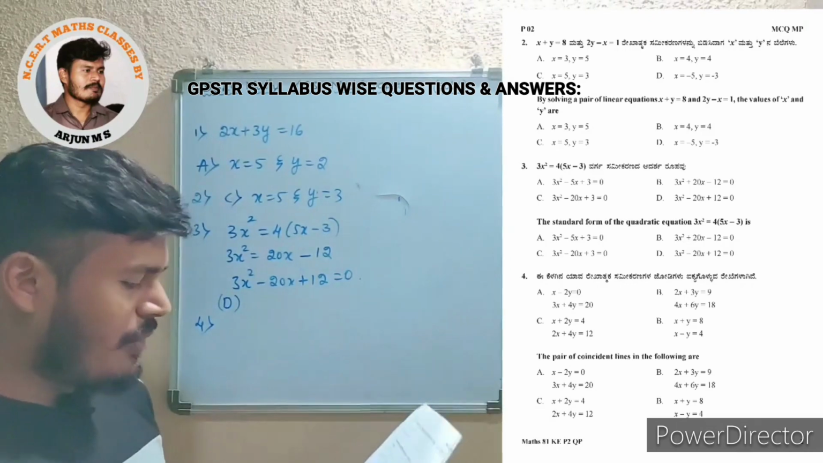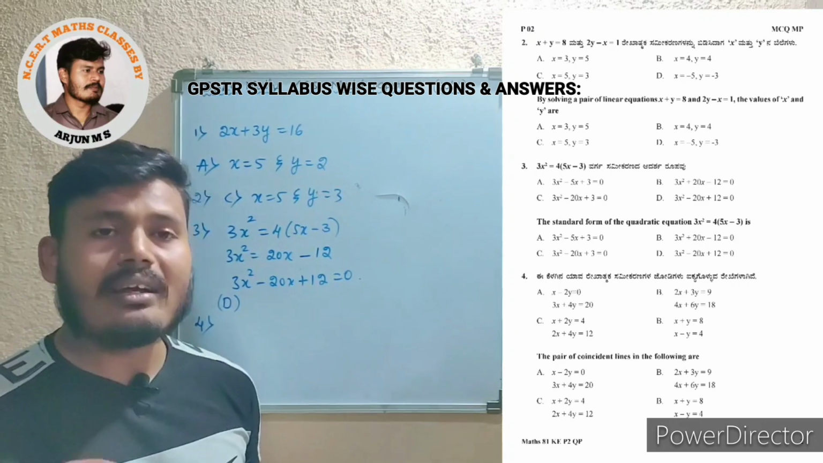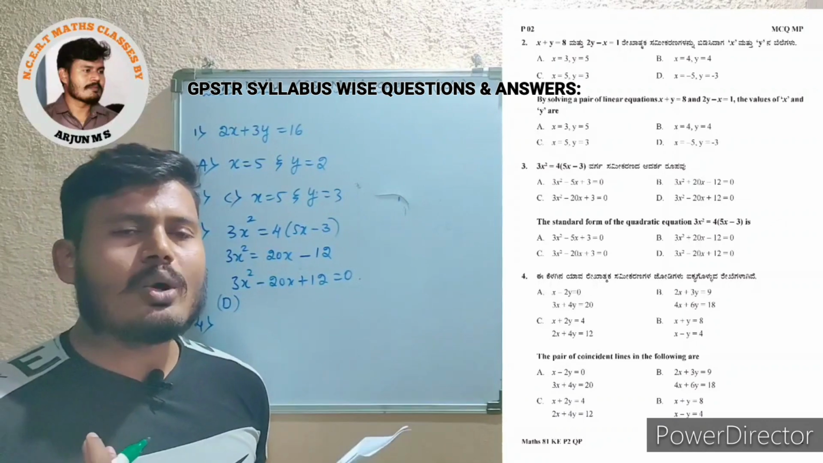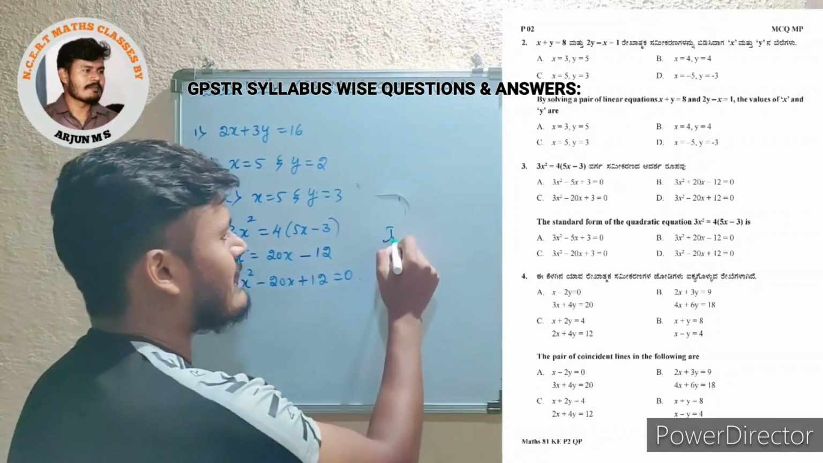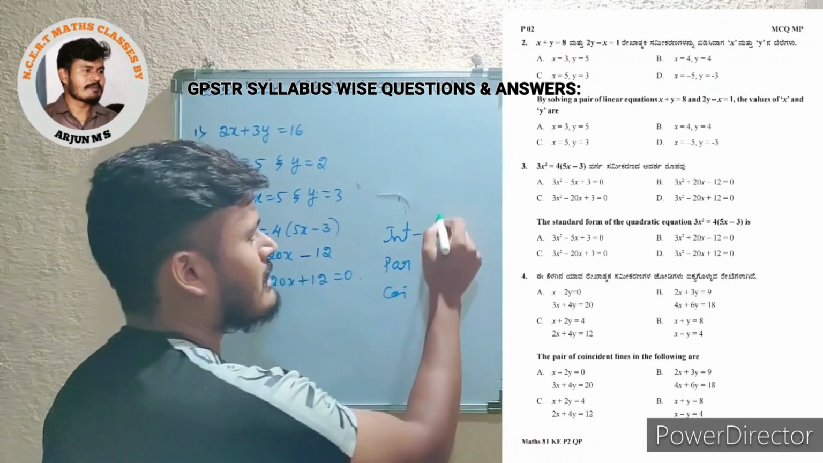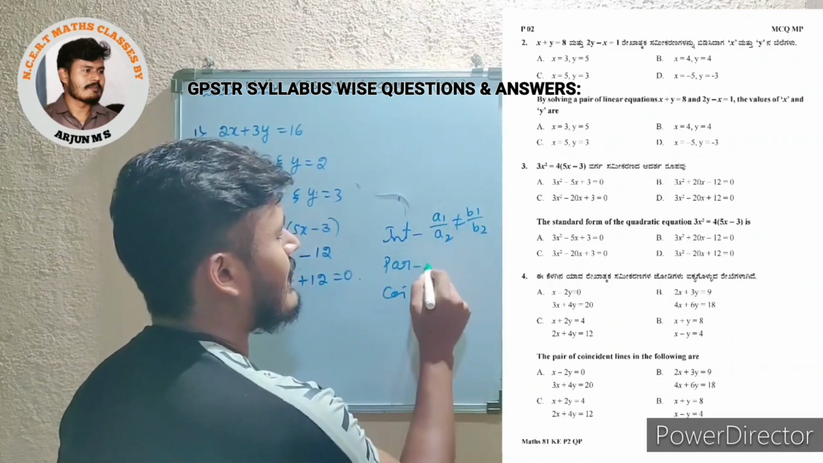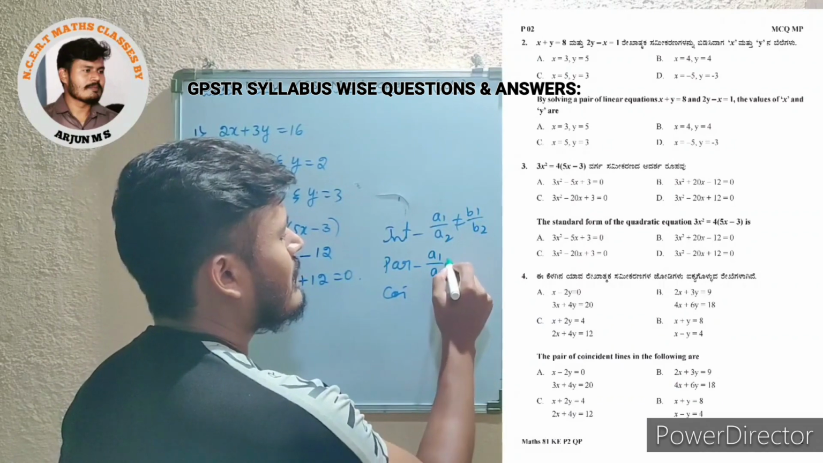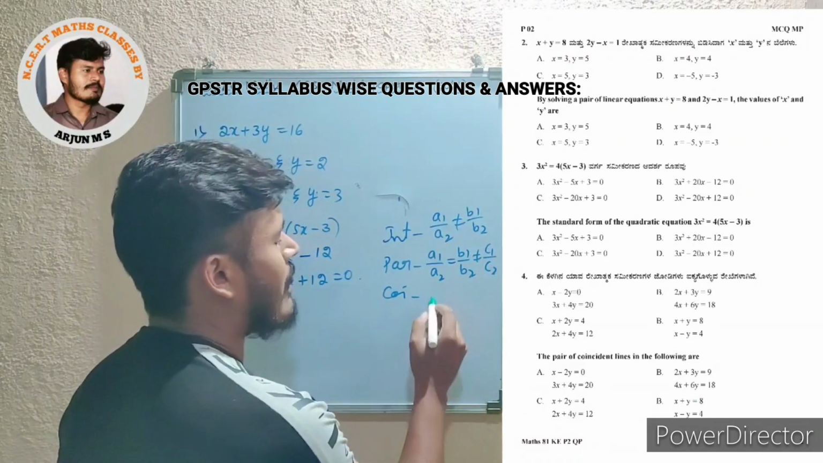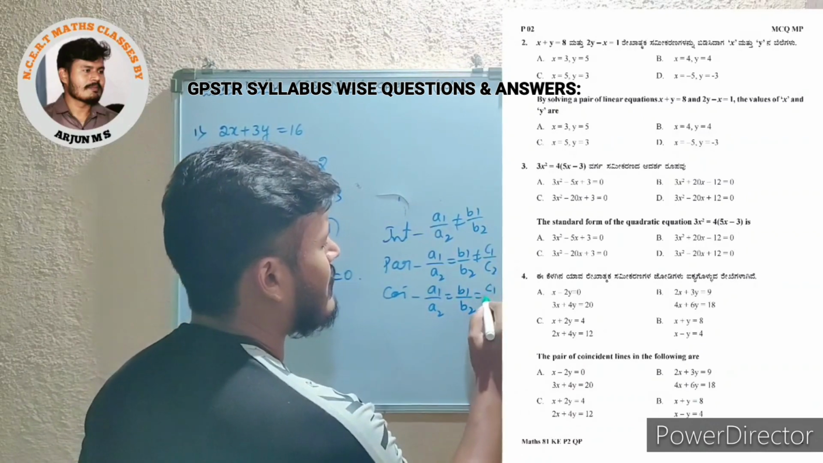So now we are moving on to the fourth question. The pair of coincident lines in the following are. They are given four pairs of linear equations. We already know about three conditions: intersecting lines, parallel lines and coincident lines, right? In intersecting lines, we have one condition, a1 by a2 not equal to b1 by b2. In parallel lines, we have another condition, a1 by a2 is equal to b1 by b2 but not equal to c1 by c2. And here also we have one condition, that is a1 by a2 is equal to b1 by b2 and also equal to c1 by c2.